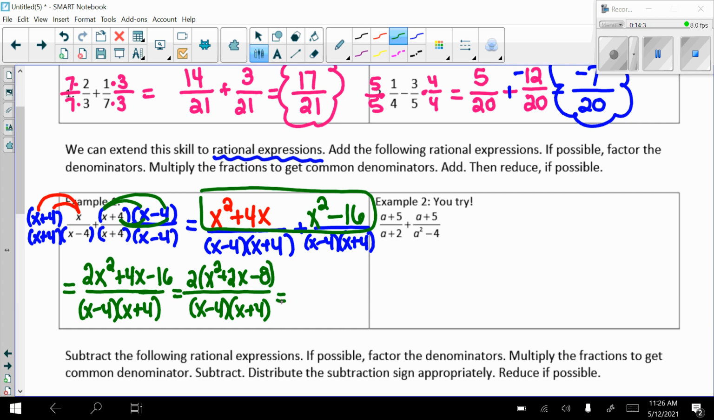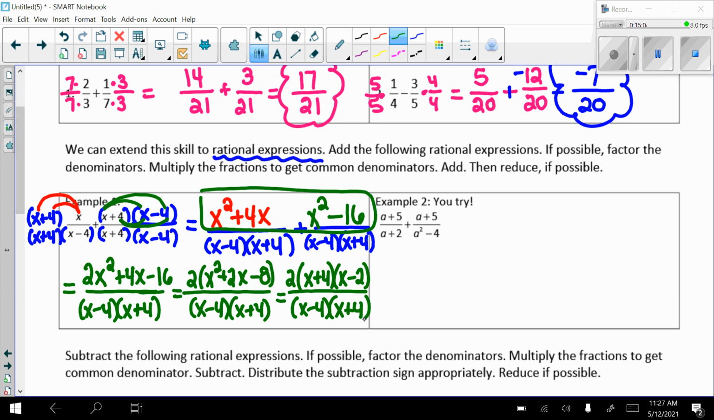Okay. Can we factor this trinomial? Are there two numbers that multiply to equal negative 8 that would add to equal 2? There are. So we're going to keep the 2, and we should have 4 times negative 2. So x plus 4, x minus 2. And again, that's all over x minus 4, x plus 4.